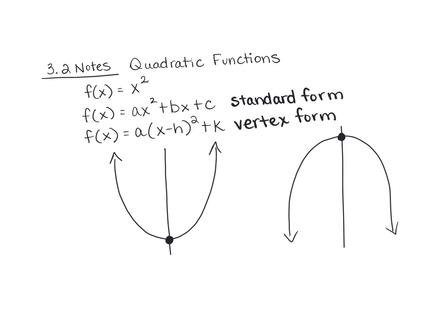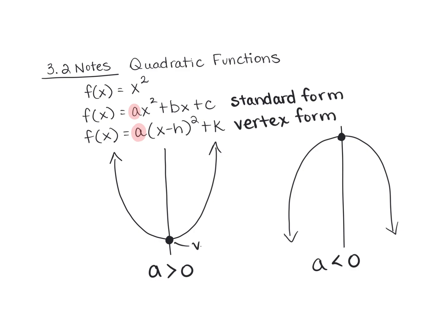Now, regardless of which way it's written, whether it be standard form or vertex form, both of them have the same thing in them, in that you have an a value here. The a value is very important, because if the parabola opens up, that means that a is positive. And if it opens downward, that means that a is negative. So you have to keep track of that.